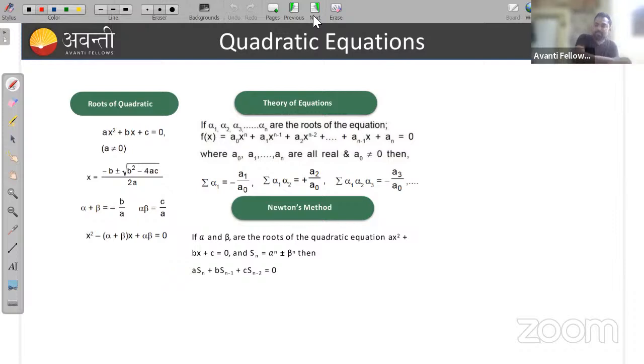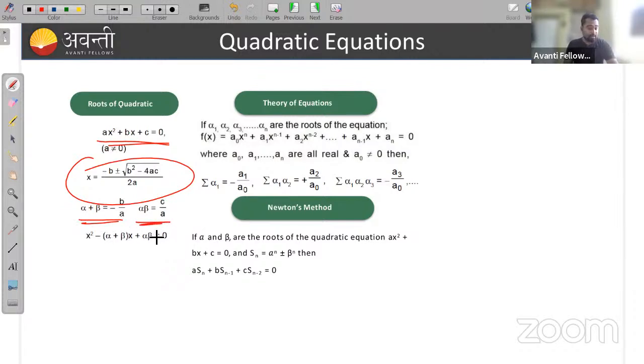One is factorize. All of you know how to factorize. Second one is completing the square. All of you know how to make the perfect square. Third one is the direct method, that is Sridhar Acharya method. Is that clear to everyone? Now, theory of equations says sum of roots, product of roots. If ax square plus bx plus c is equal to 0 is a quadratic equation, then sum of roots is minus b by a, and product of roots is c by a.